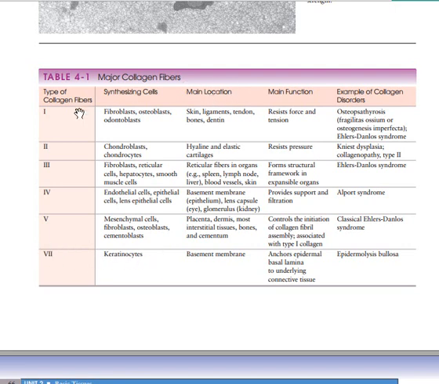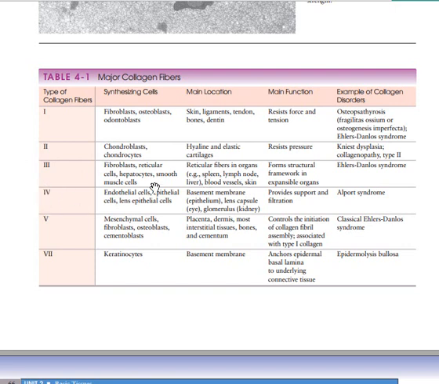Now the location of the types of the fiber. Type 1 is going to be located in the skin, the ligament, the tendon, the bones, and the dentin in the tooth. Type 2 is located in the hyaline and elastic cartilage, as you can see here. Type 3, also called reticular fiber, is located in organs which contain reticular fiber, like the spleen, the lymph node, the liver, and also the blood vessel and the skin.